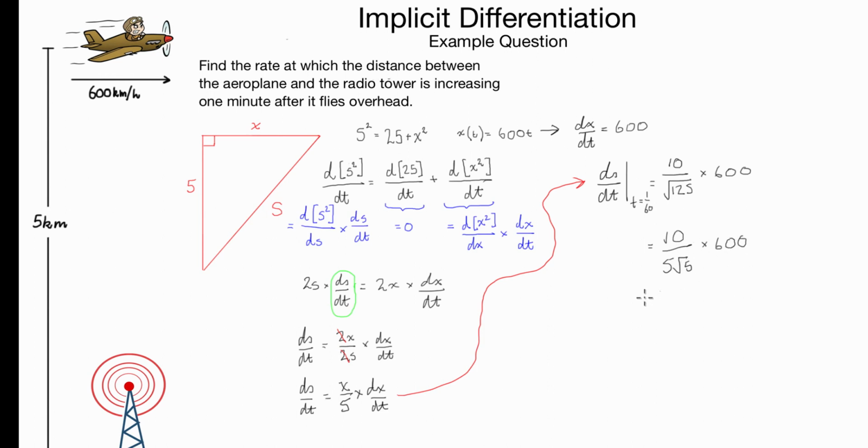So this finally is going to be equal to 10 over 5, which is the same as 2. 2 over root 5 times 600 is 1200 divided by square root 5, which is approximately 537 kilometers per hour. So that's the method of using implicit differentiation to solve a situation which is in terms of two changing variables. I hope it's helped, and talk to you soon.